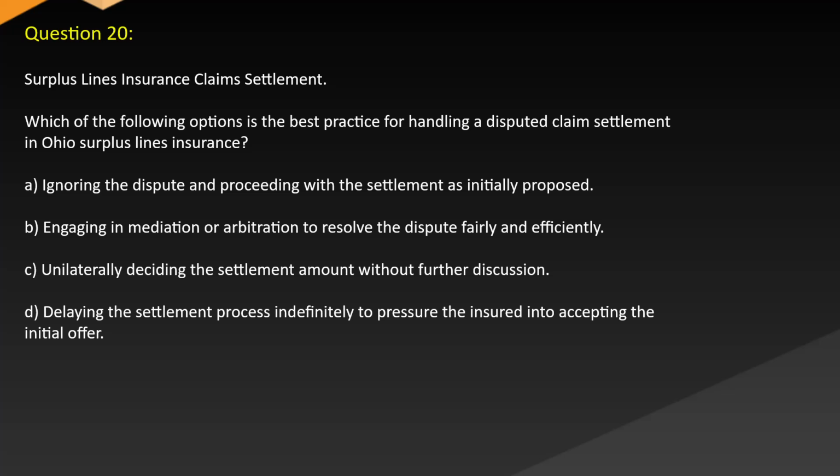Which of the following options is the best practice for handling a disputed claim settlement in Ohio surplus lines insurance? A. Ignoring the dispute and proceeding with the settlement as initially proposed. B. Engaging in mediation or arbitration to resolve the dispute fairly and efficiently. C. Unilaterally deciding the settlement amount without further discussion. D. Delaying the settlement process indefinitely to pressure the insured into accepting the initial offer.